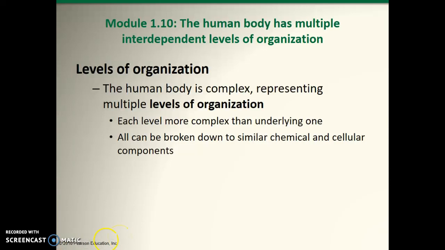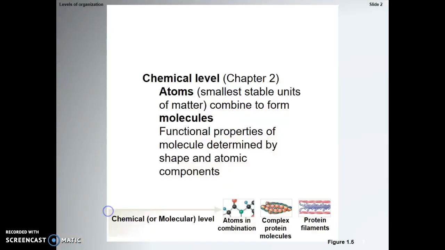The level of organization is the same whether you are an animal or a human, and it's pretty easy. The first level is the chemical level. The chemistry starts with atoms, which are the smallest units of matter, and they combine to form molecules such as proteins or such as water.